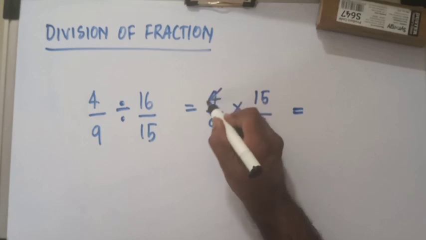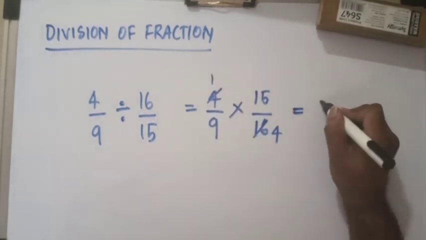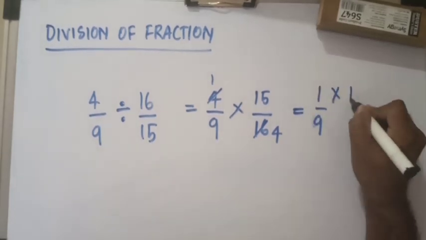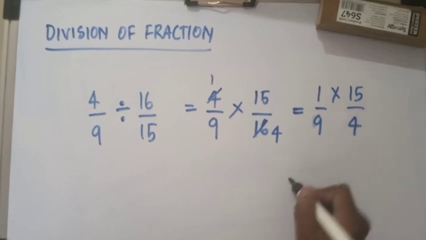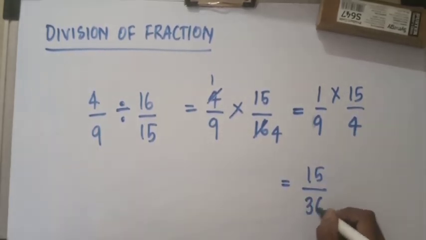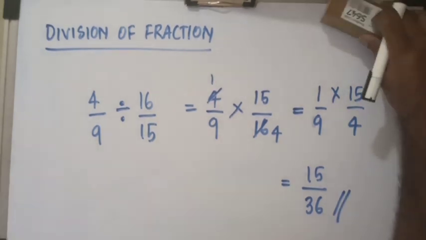You know that 4 can be cancelled. 4 1s are 4, 4 4s are 16. I cannot cancel 15 and 9. So I'll multiply it directly, 1 upon 9 and 15 upon 4. So this gives me 15 upon 9 4s are 36. So this is my answer. So this is how you divide a fraction.